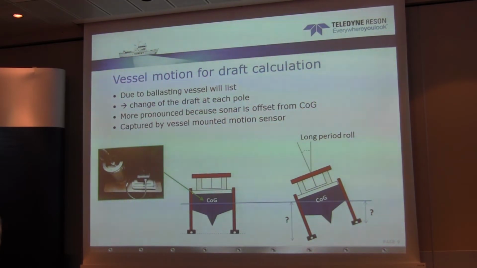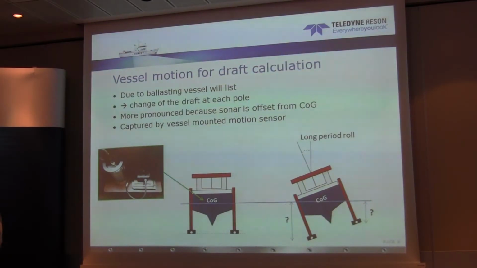Due to ballasting, the vessel will list slightly, and over the course of the whole survey, it will start to list a little bit. And it's not a lot, but because we have these large lever arms, you will start to notice it. If you have just your sonar at the keel, it wouldn't really be a problem. But with these large lever arms here, you would start to notice a difference in draft.